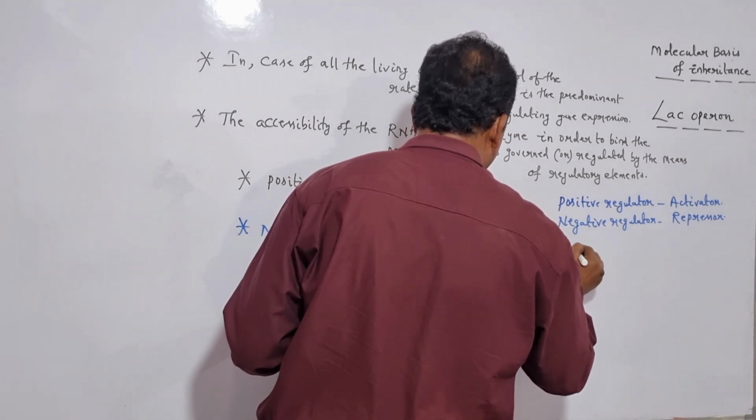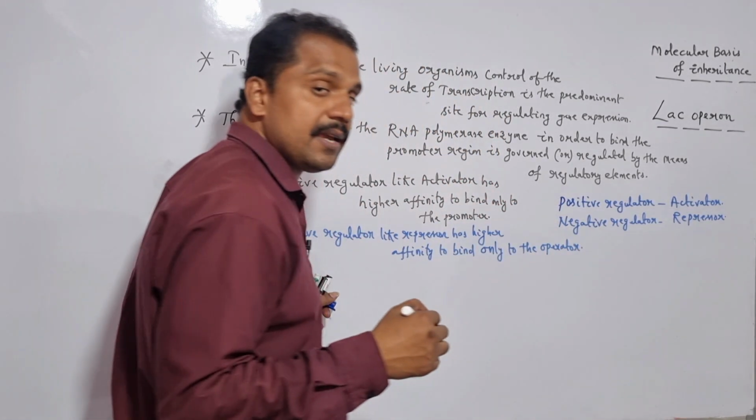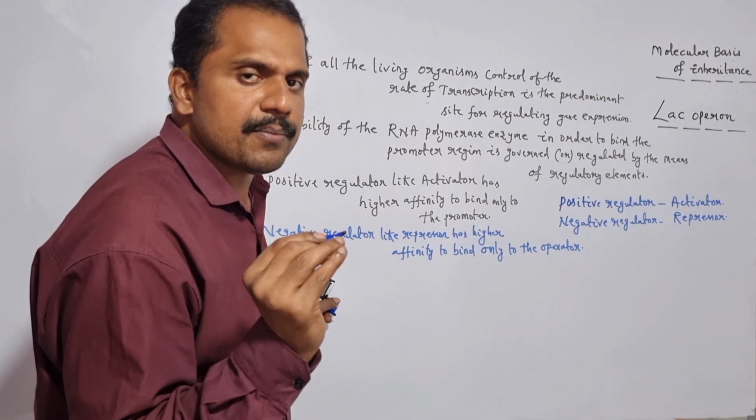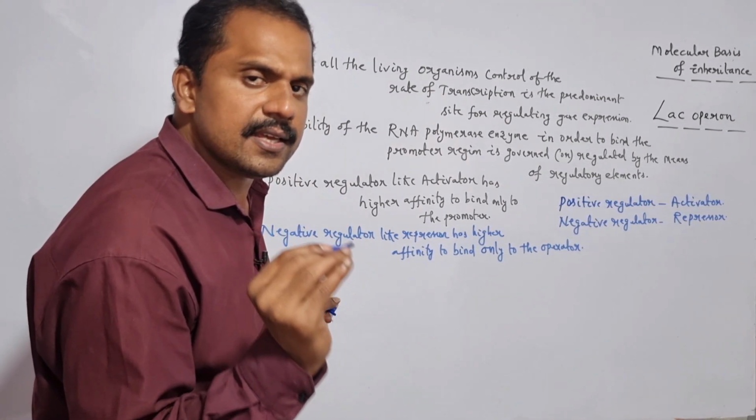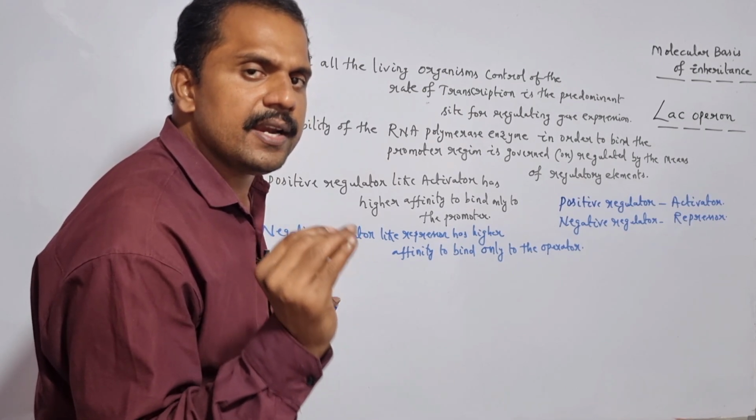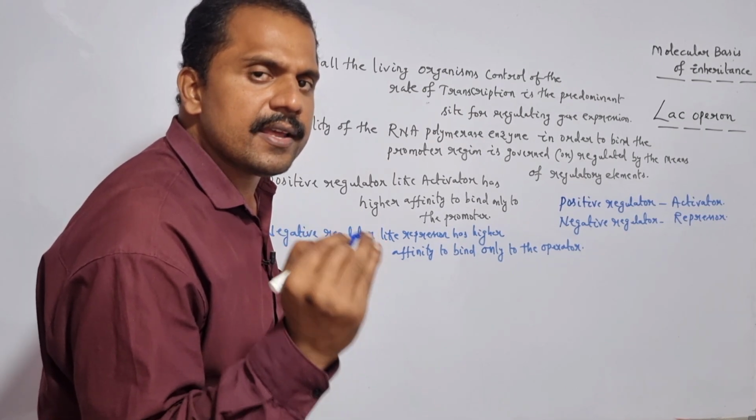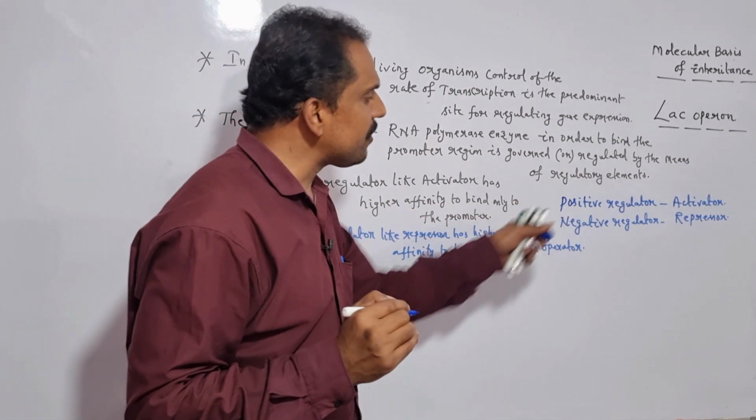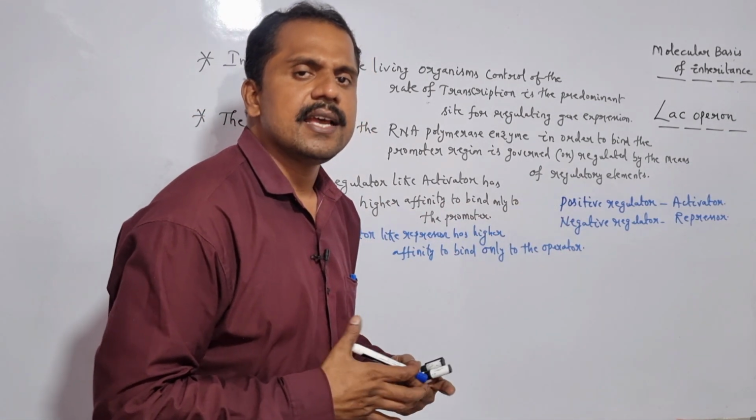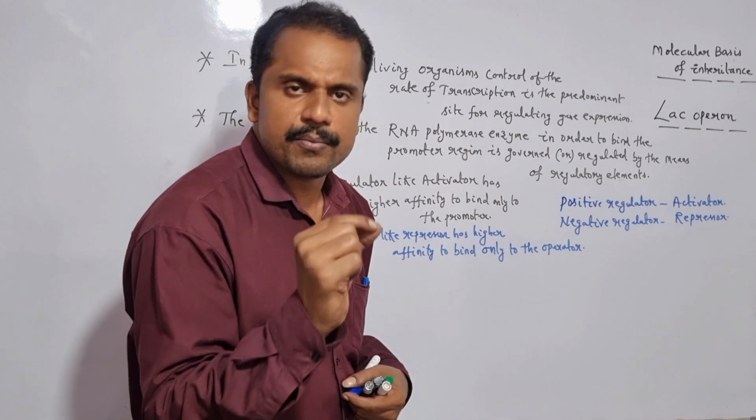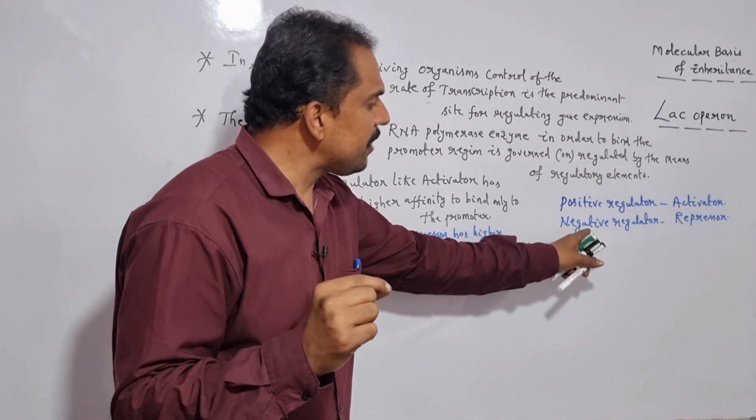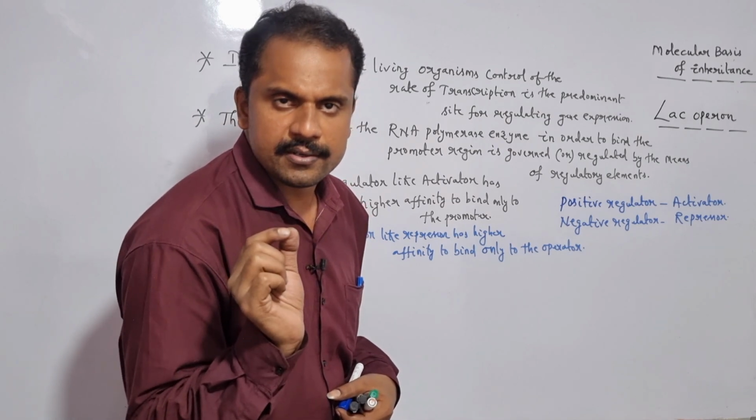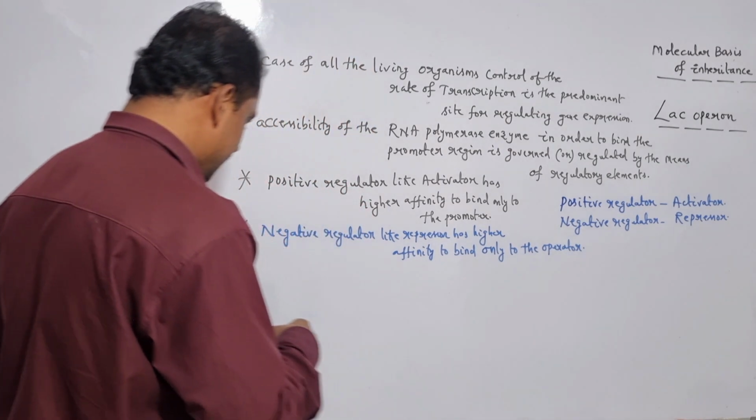So here both the operator and the promoter remain very adjacent to each other. Is it clear? Here each and every operon has its own operator and its own promoter. And always the positive regulator, known as the activator, has higher affinity to bind only to the promoter, whereas the negative regulator like the repressor has higher affinity to bind only to the operator. Is it clear? So let me write it here.